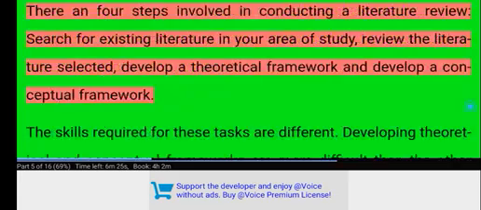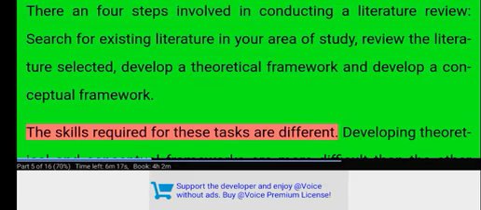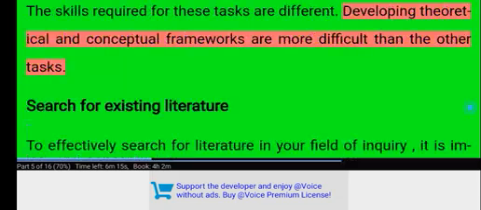Steps in review of literature. There are 4 steps involved in conducting a literature review: search for existing literature in your area of study, review the literature selected, develop a theoretical framework and develop a conceptual framework. The skills required for these tasks are different. Developing theoretical and conceptual frameworks is more difficult than the other tasks.